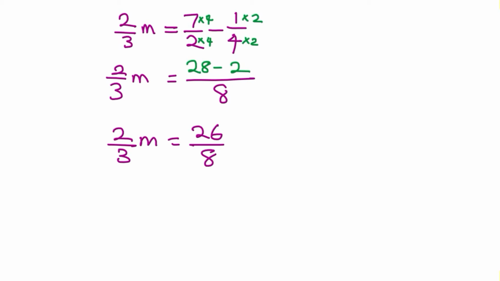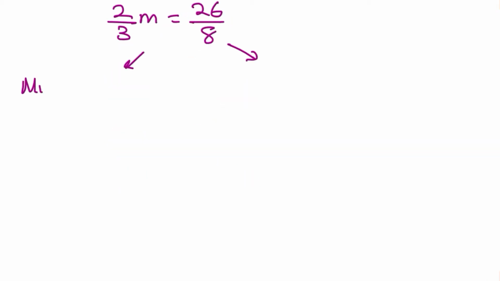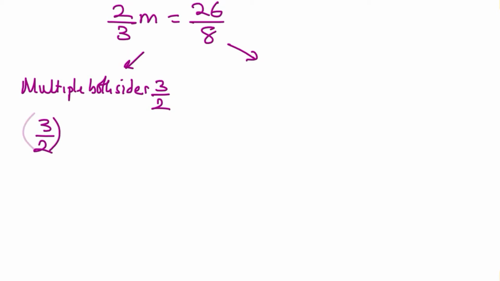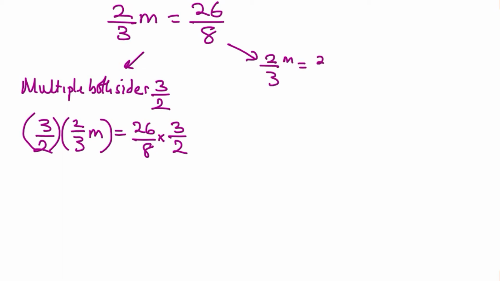So once we have that fraction on the right side ready, then we can do that particular evaluation. I'll show one way, and this is the other way. So one way is to multiply both sides by the reciprocal of that m coefficient. So in this case it is 3 over 2, which means that we're going to have 3 over 2 multiplied by 2 over 3 m, and on this other side we have 26 over 8 multiplied by 3 over 2. Or the other step is to cross multiply.